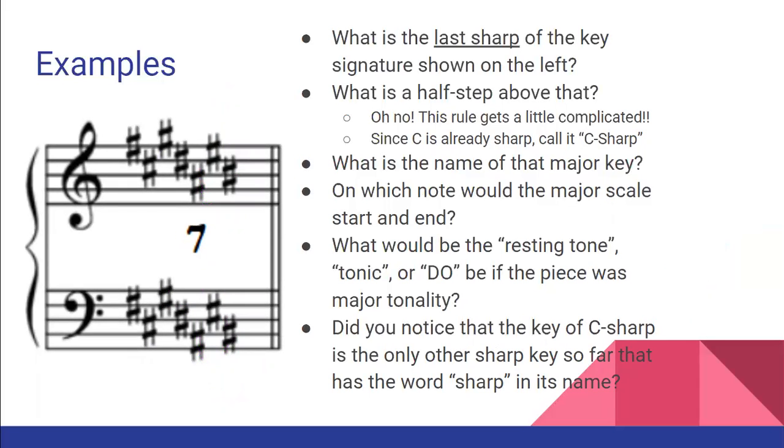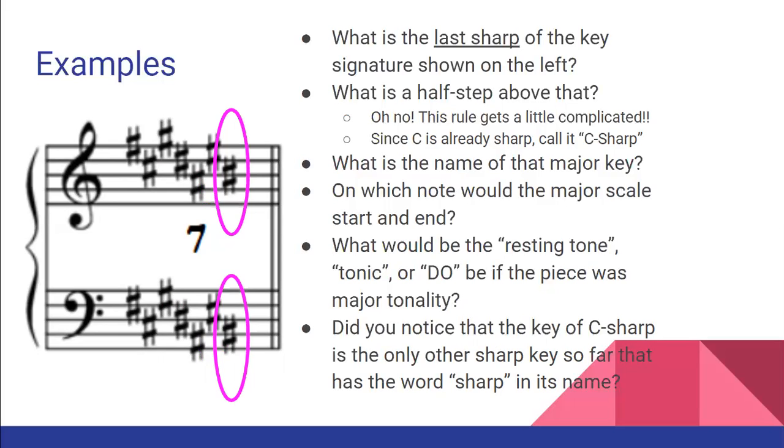This time, we're going to deal with all 7 sharps. What is the last of all 7 sharps? Fat cats go down alleys eating birds, so we know our last sharp is B. What is a half step above that? This is where it gets a little bit complicated again. A half step above B sharp is not C. A half step above B sharp is C sharp.